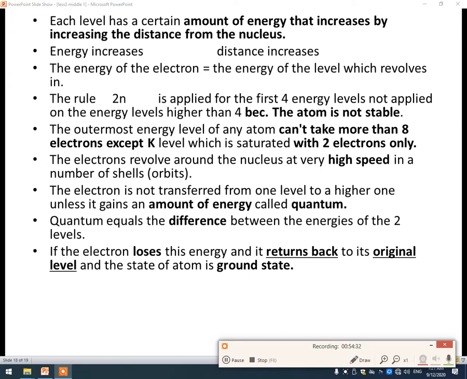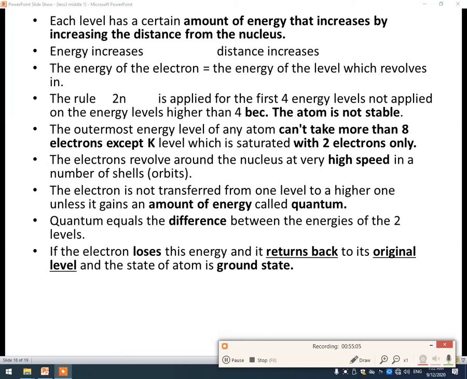The outermost energy level of any atom can't take more than 8 electrons, except K, which is saturated by only 2 electrons. The electrons revolve around the nucleus with very high speed in a number of shells or orbits, which are called energy levels. The electron is not transferred from one level to a higher one unless it gains an amount of energy called the quantum, and this quantum is the difference between the energies of the two levels.